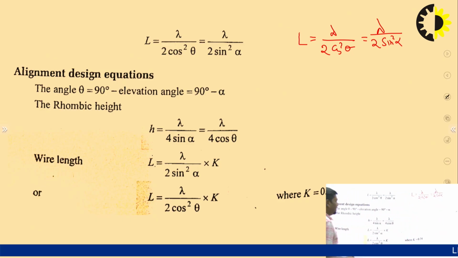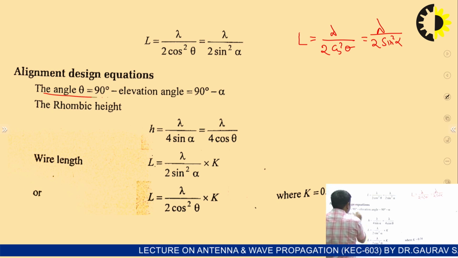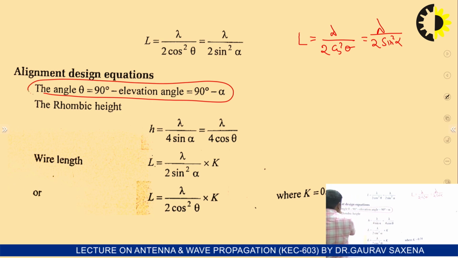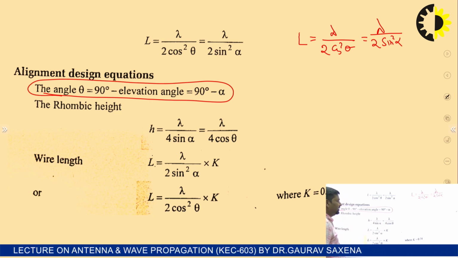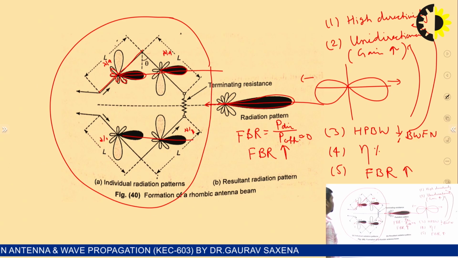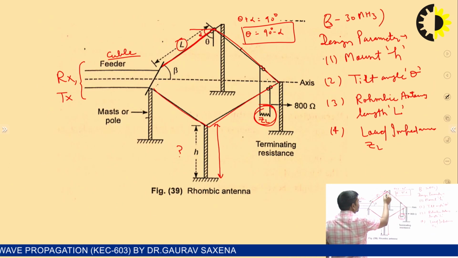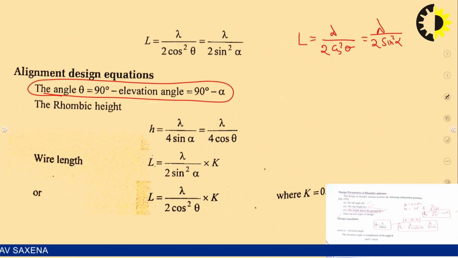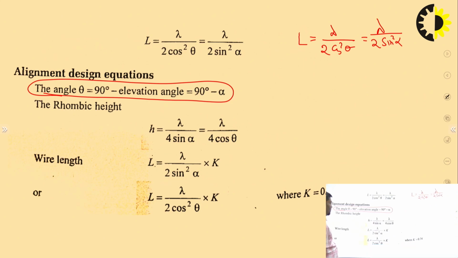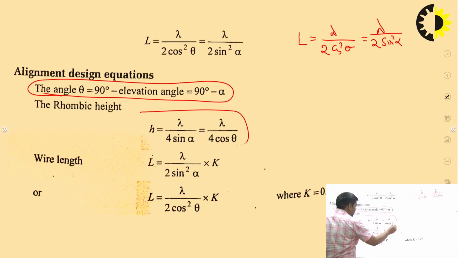So we can easily calculate the length of copper wire we need if we design a rhombic antenna. This is the angle theta, the elevation angle or tilt angle, which we calculate by theta is equal to 90 minus alpha. We already calculated this. And what is the height? We calculate it by this.